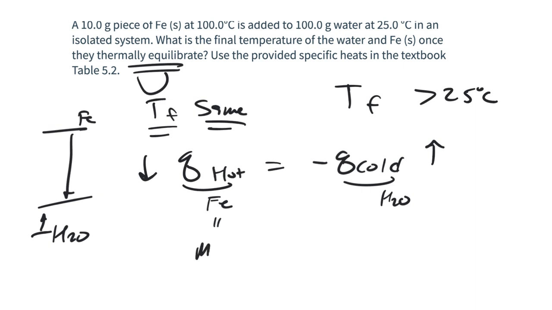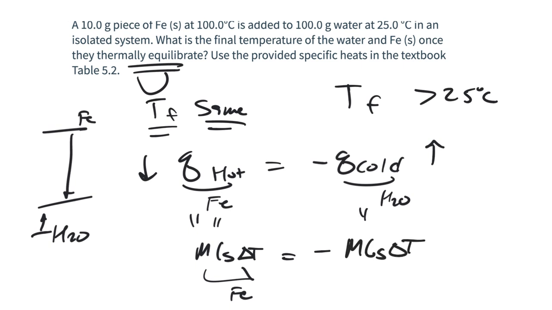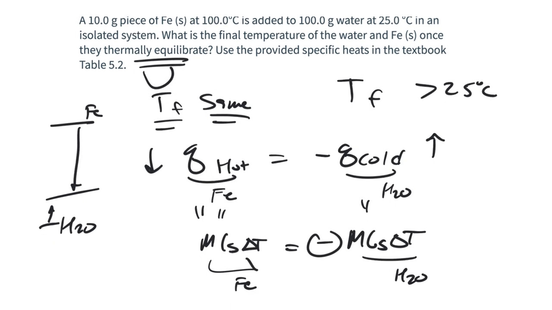So I can be thinking for iron that its Q is equal to m Cs delta T, but this is for the iron part of the problem, and that's going to equal the negative Q, which is m Cs delta T for water. So the Q for water is the m Cs delta T, but for the water. And I just have this minus sign here because, again, the heat being lost by the iron is being gained by the water.